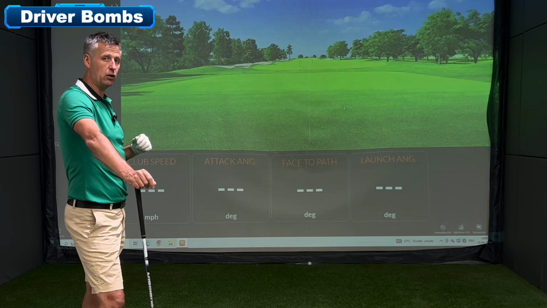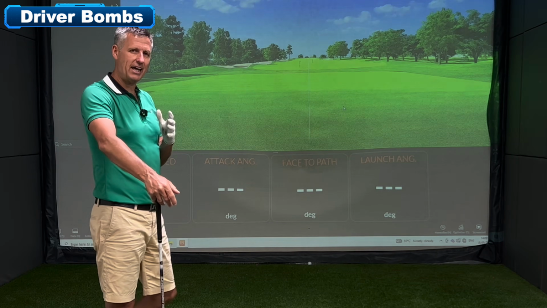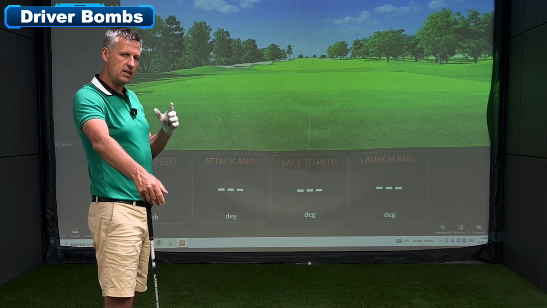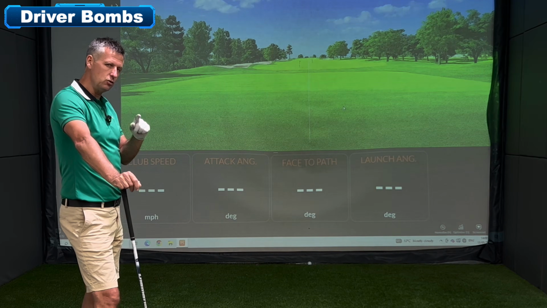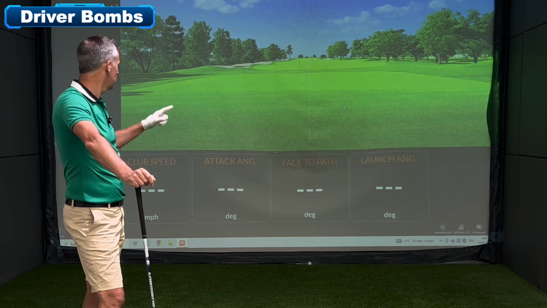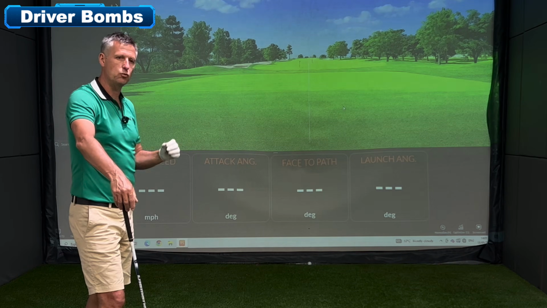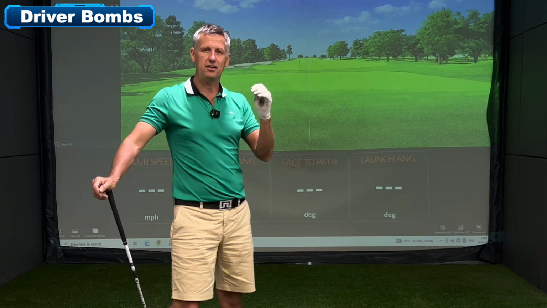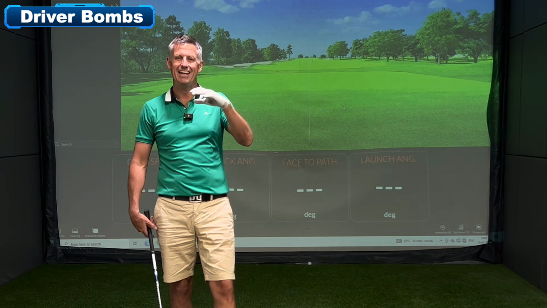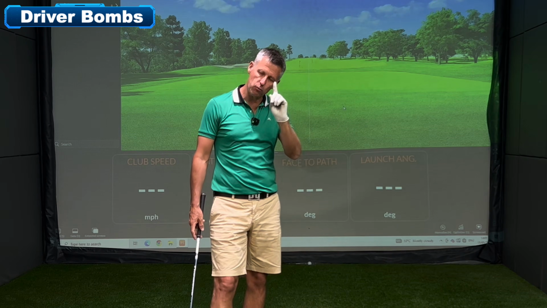Second one is the attack angle. Those of you who may or may not have watched my attack angle video, do go over and see that, because that's absolutely crucial to your development of understanding how attack angle is derived. Face to path, whether the ball bends left, bends right, and then the launch angle. The launch angle is the ingredient that we are looking for today to give you that high launching ball flight. But not only that, we want a high launching ball flight with low spin.